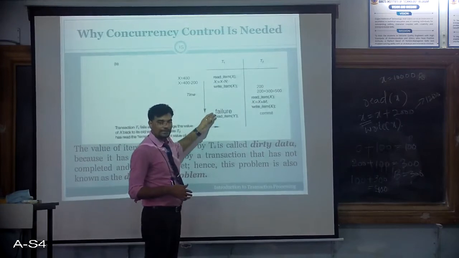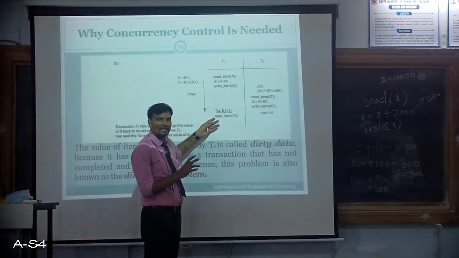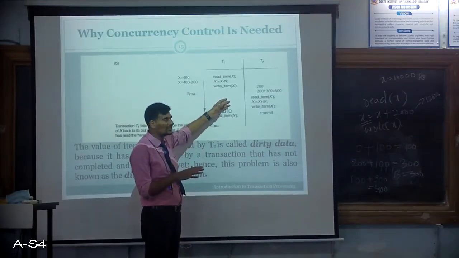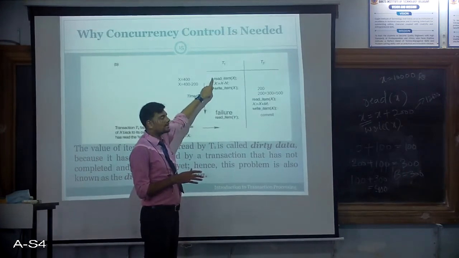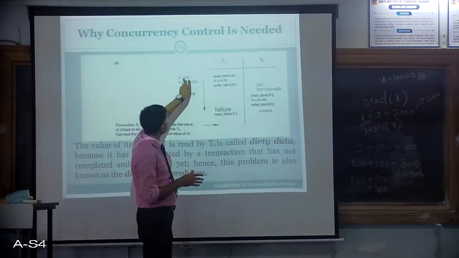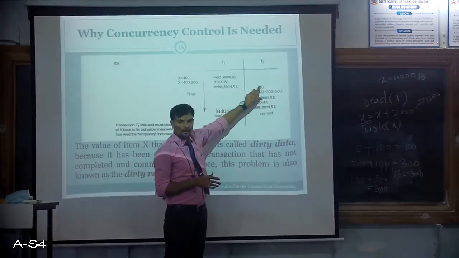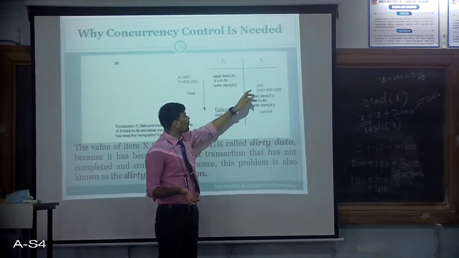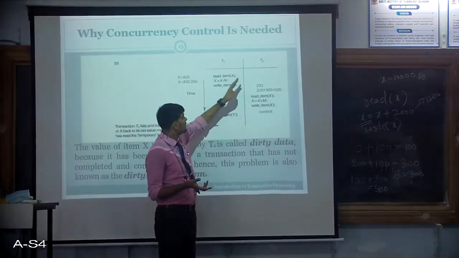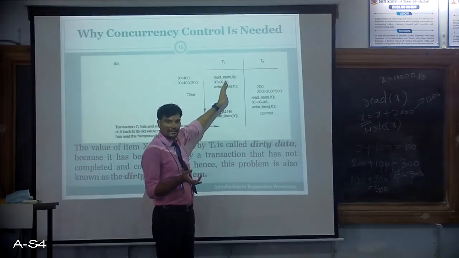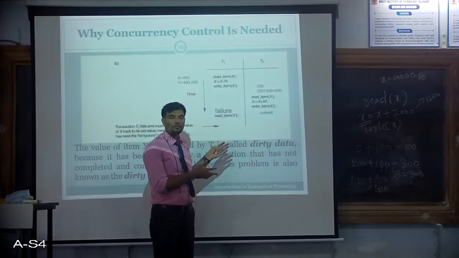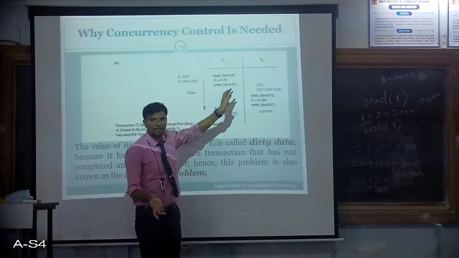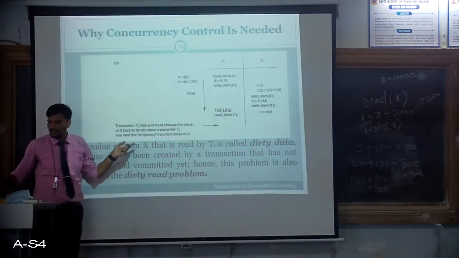Next, in transaction T1 a failure has occurred. This transaction is not completed yet and not committed yet, so it is rolling back to its original value. What is the original value? 400, but T2 has read the 200 value, and that value no longer exists. Such kind of problem is called the dirty read problem. So whatever value has been read by T2 is a dirty read.